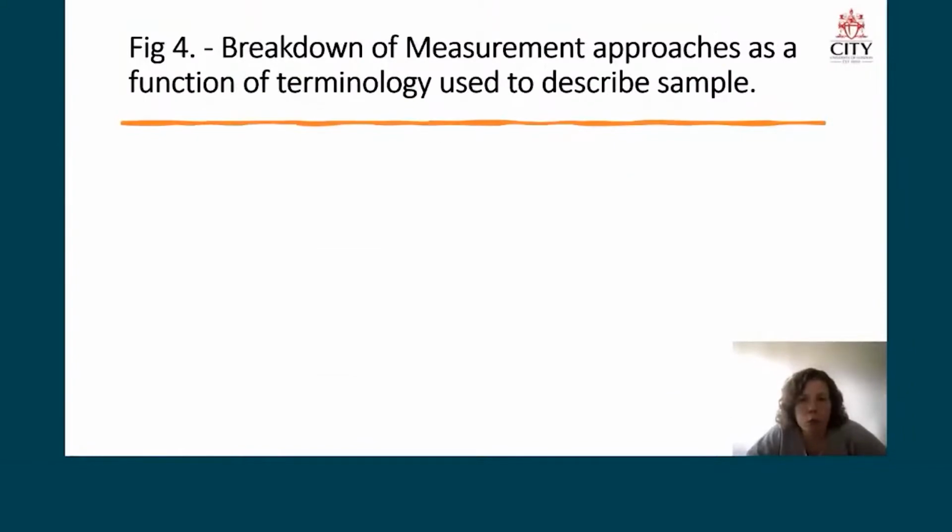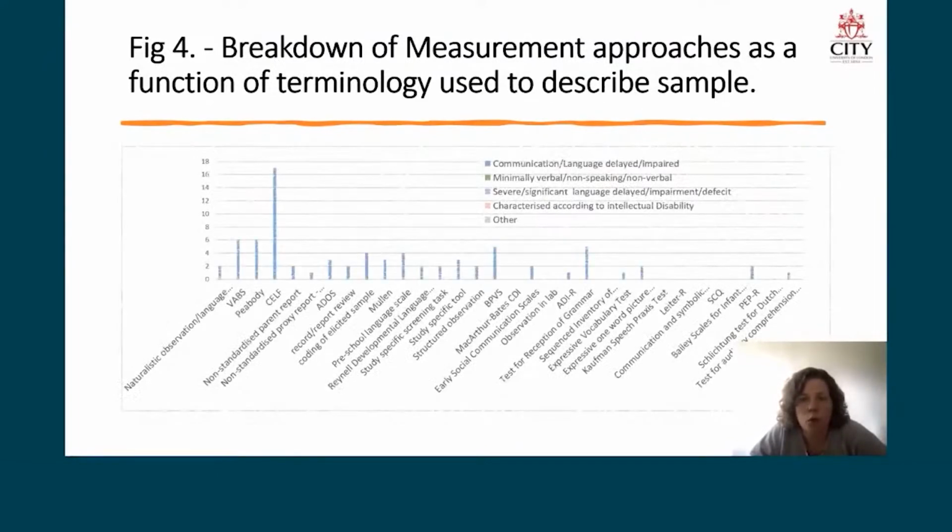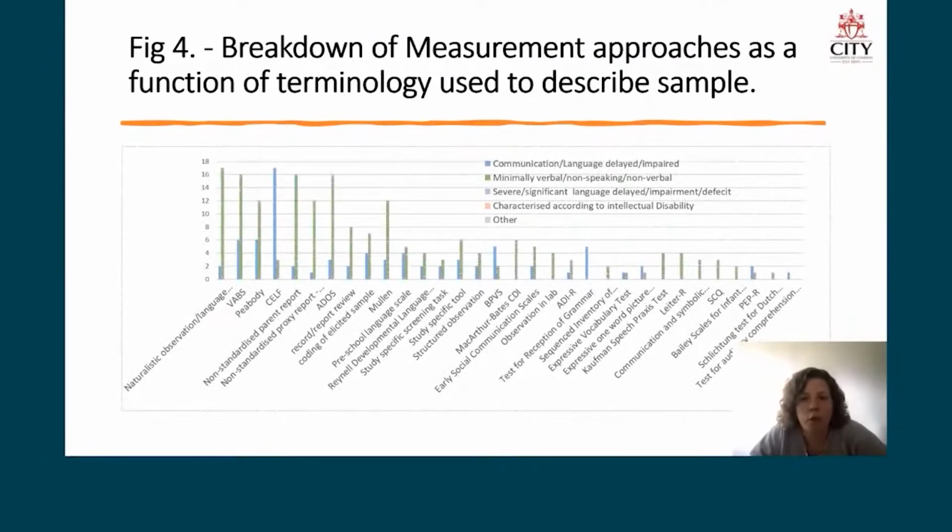76 different measurement tools or approaches were used to characterise or define study samples. 30 of these were only used once throughout the literature. Figure 4 shows the frequencies of all approaches used 3 or more times as a function of terminology used to describe the sample. It's worth noting that only approaches used more than 3 times are shown here. Of the 10 most frequent approaches, only 5 use a standardised tool.